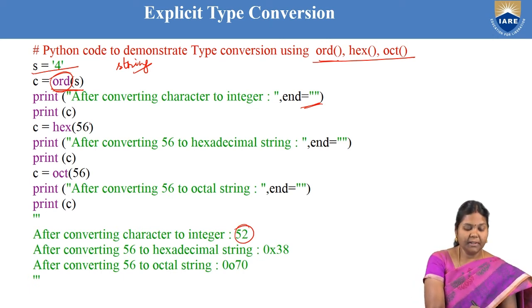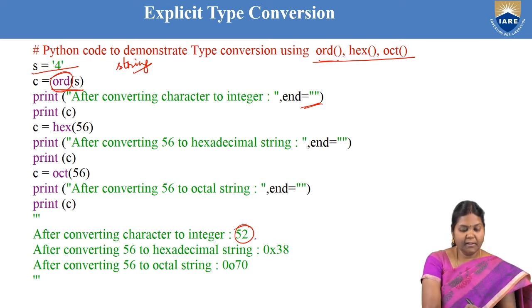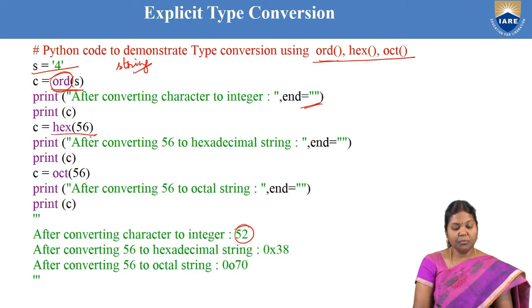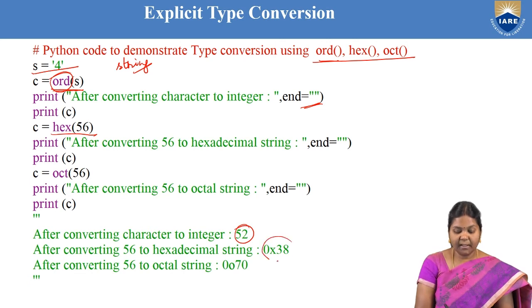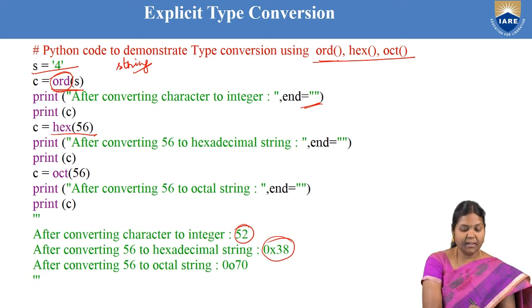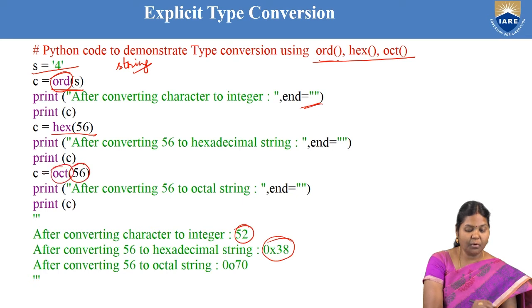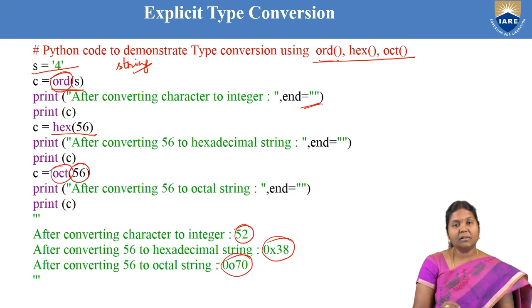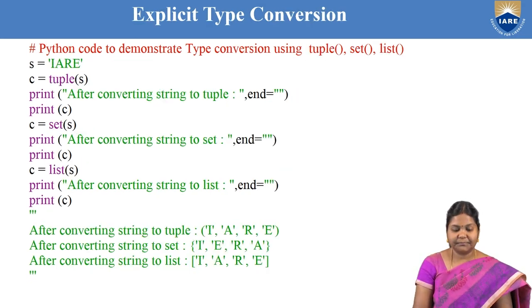Now similarly, suppose you want to convert hex of 56. 56 is an integer you want to convert into a hexadecimal string. Now what you will get? You are getting 0x38 as the hex equivalent value for 56. Similarly, the same 56 you want to convert into octal. So in octal format, it is 70, so 0o70 you are getting. So like that we can convert from one data type to another data type using these functions.